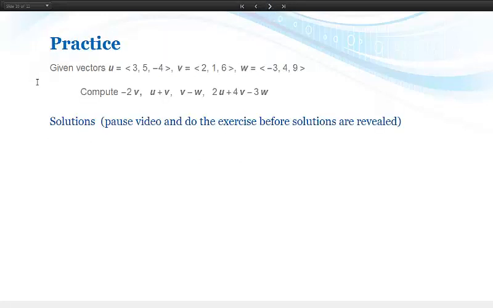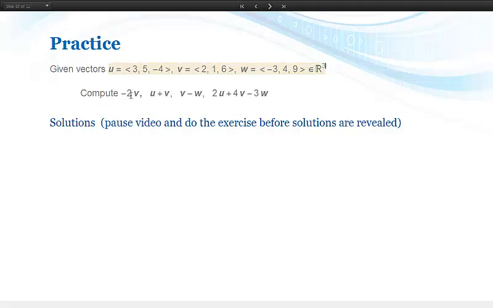So here is some practice. Given these three vectors in three-dimensional space, we could say that these are elements of three-dimensional space. Do the following computations. Compute -2 times the vector v, compute the vector sum u plus v, compute the vector v minus w, which is really v plus -1 times w, and then this linear combination of vectors. Please pause the video now and work these exercises before we reveal the solutions.